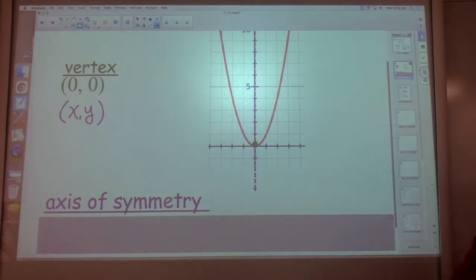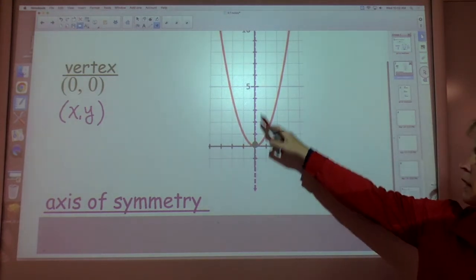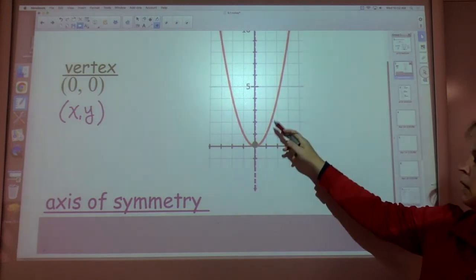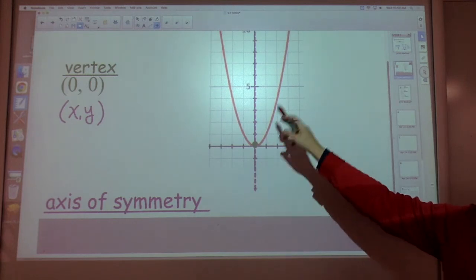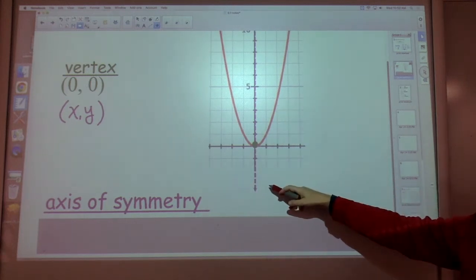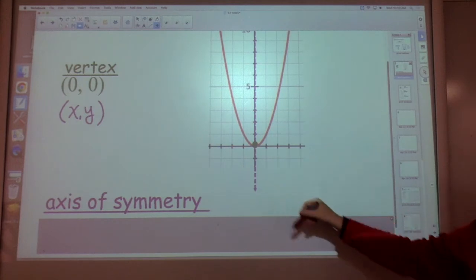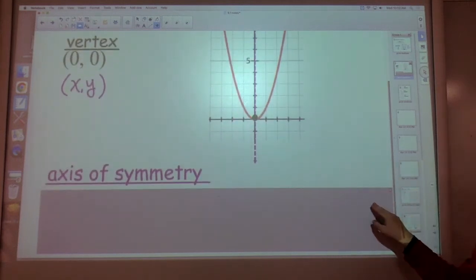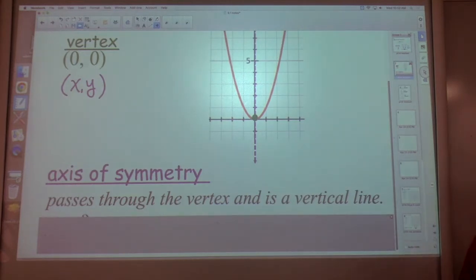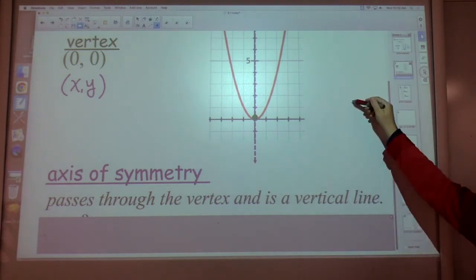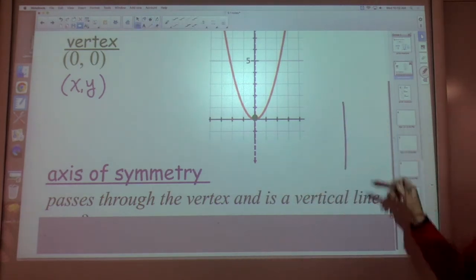So the green dot is called the vertex, the red curve is called the parabola, the purple line is called the axis of symmetry. Always dotted for the purple line. Always a dotted line to go through the middle because it's not actually part of the graph, it's imaginary. If it's not actually there, you draw it that way. Axis of symmetry, the definition of it is that it will always pass through the vertex. It passes through the vertex and is a vertical line. It'll always go straight up and down right through the parabola.